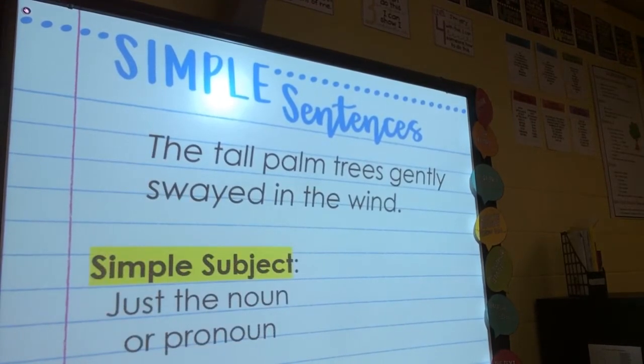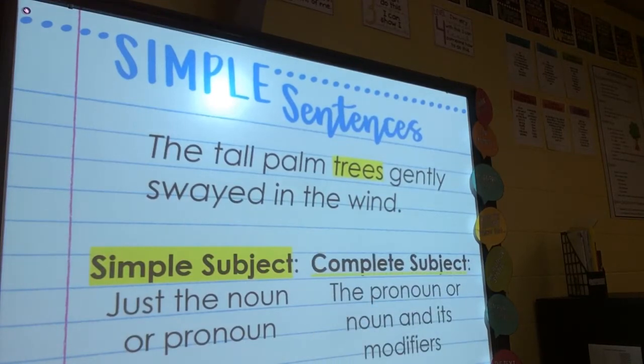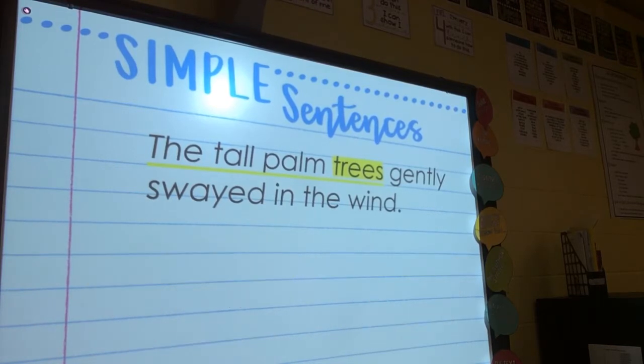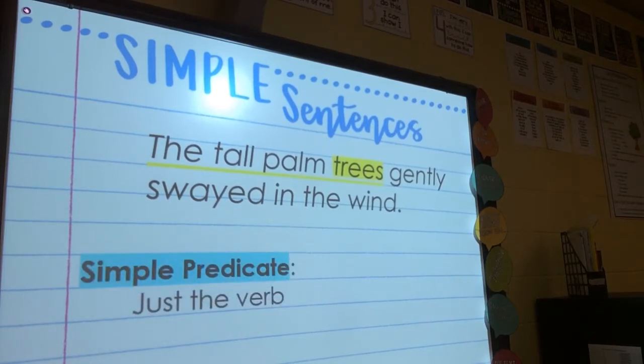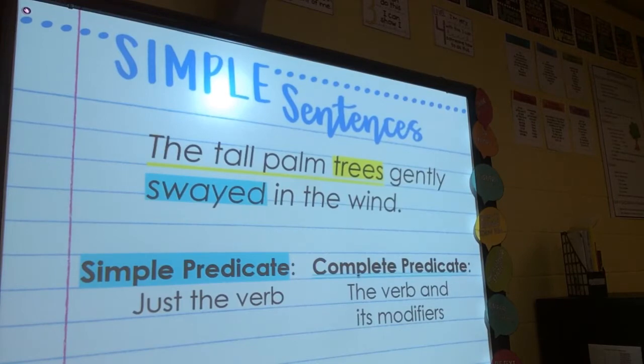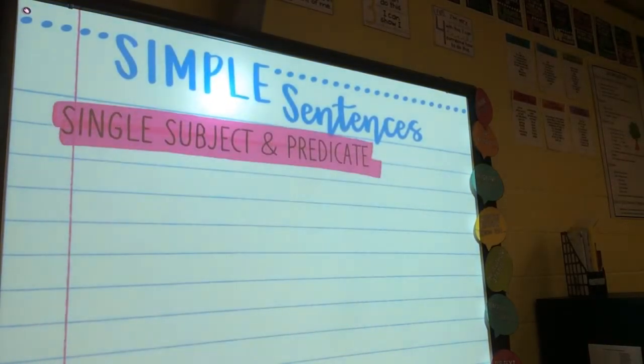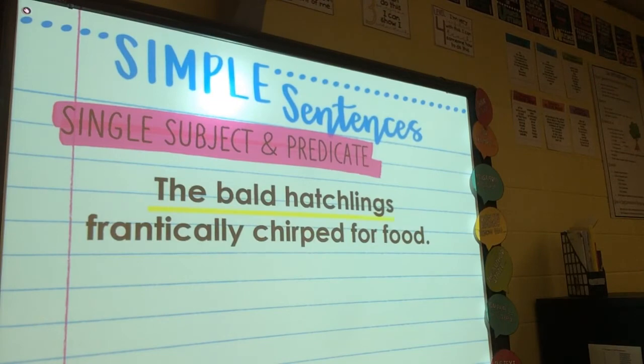We have a simple subject, just a noun or pronoun, trees. What did they do? Or the complete subject is all of the words that have to go with that. So the tall trees gently swayed in the wind. Okay? The tall palm trees. The simple predicate is just the verb, swayed. But then the whole predicate, the complete predicate, is all of the information that tells you about it. They gently swayed in the wind. So that's a complete predicate. Okay?